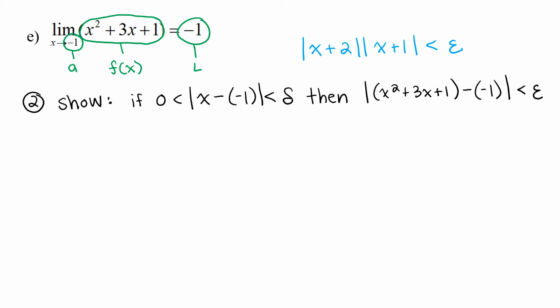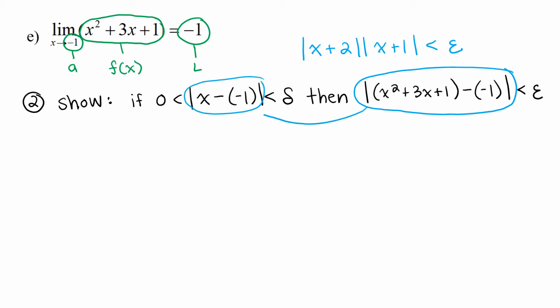And we need to find a good guess for delta, so we will take this expression and make it look like this other expression. So let's just simplify that x minus negative 1 real quick. That'll be the same as the absolute value of x plus 1 is less than delta. So if we can get this right expression to look like the absolute value of x plus 1, then we should have a good guess for our delta. So let's do some scrap work here.